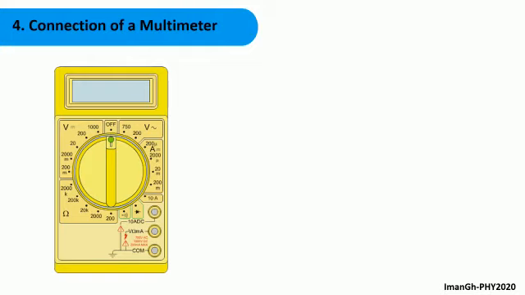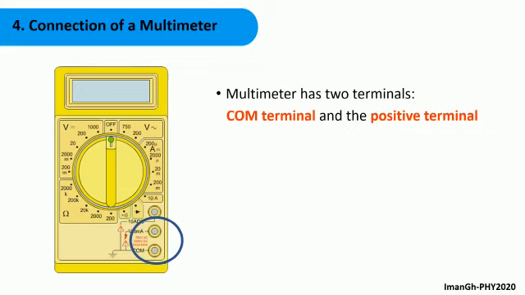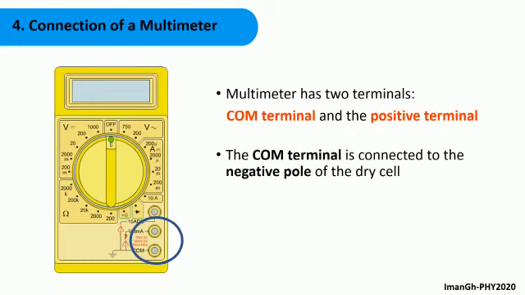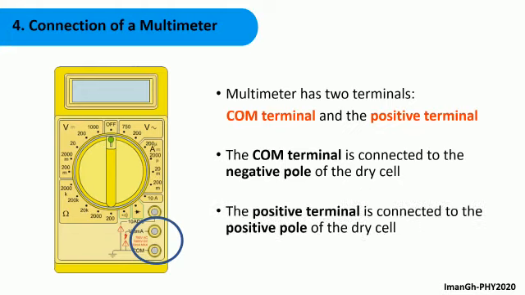A multimeter has two terminals called COM and positive terminals. For the multimeter to function properly, you should know how to connect it. The COM terminal of the multimeter is connected to the negative pole of the dry cell. We usually use a black wire to do so. However, the positive terminal is connected to the positive pole of the battery. We use a red wire to do so.